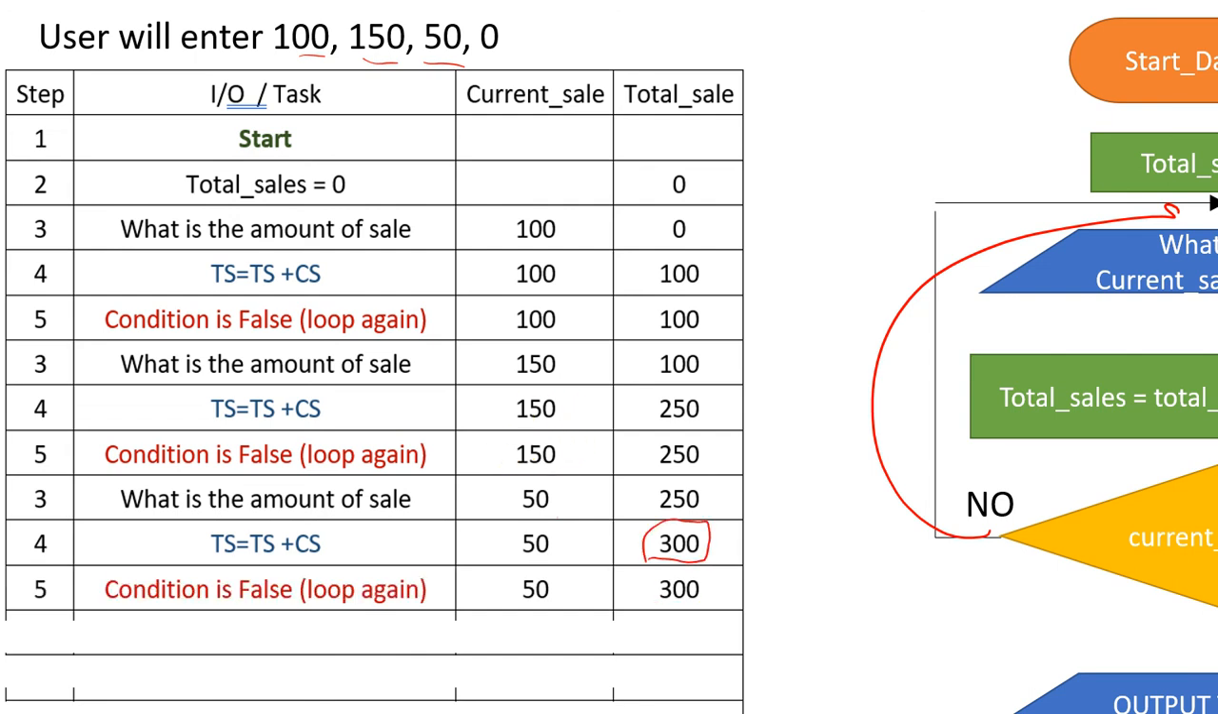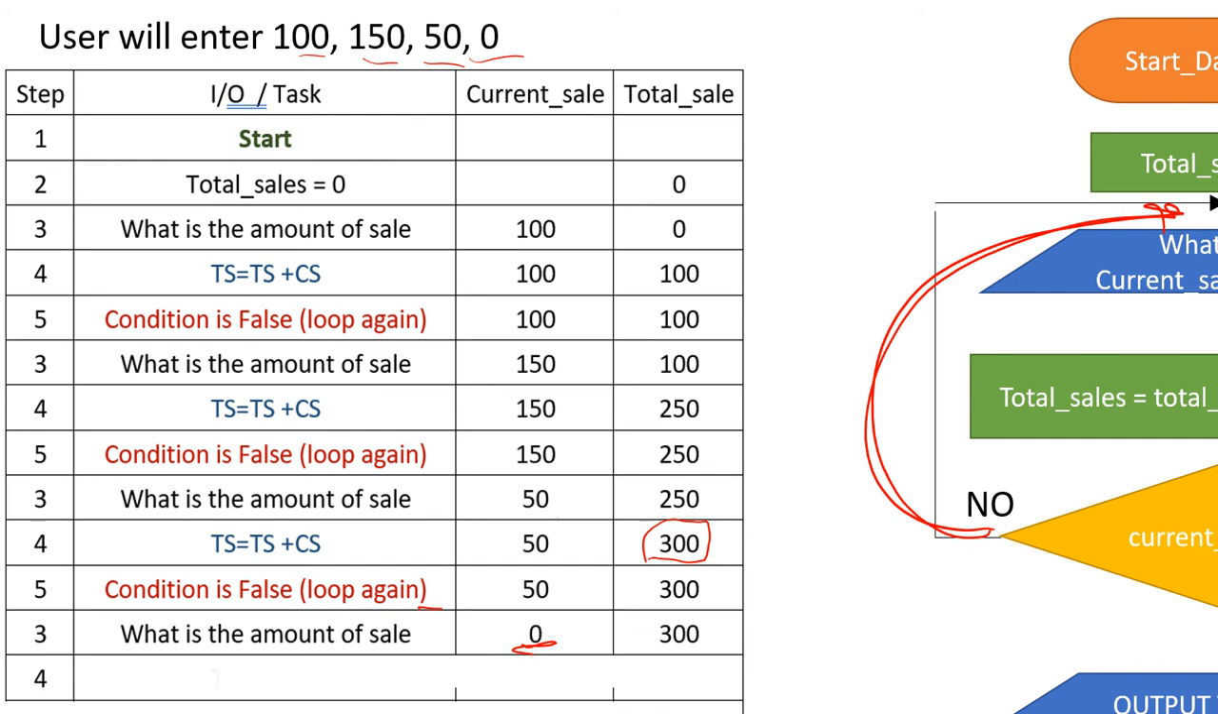Then I go to the condition again. The condition is still false because the current sale is not 0. Then I loop again, going back to step number 3. This is the third time I'm going back. Now I ask the user for the fourth entry. He gave me 0.